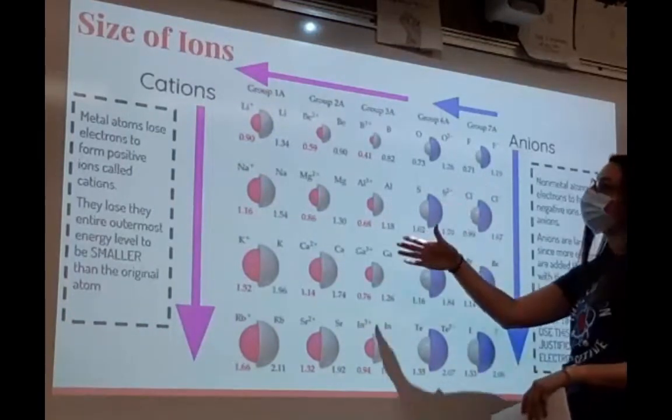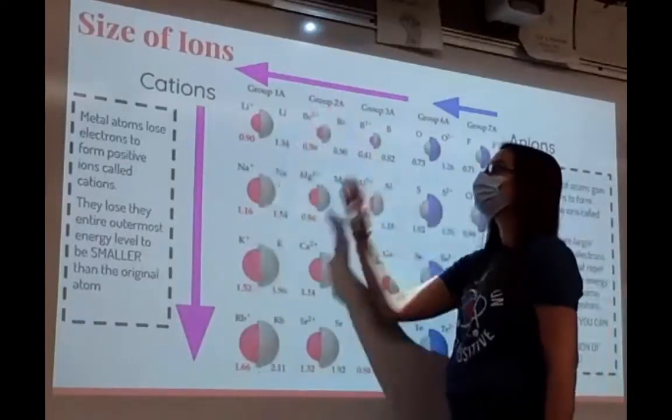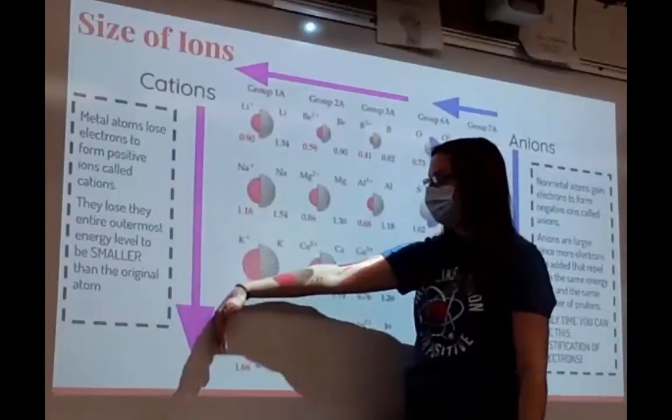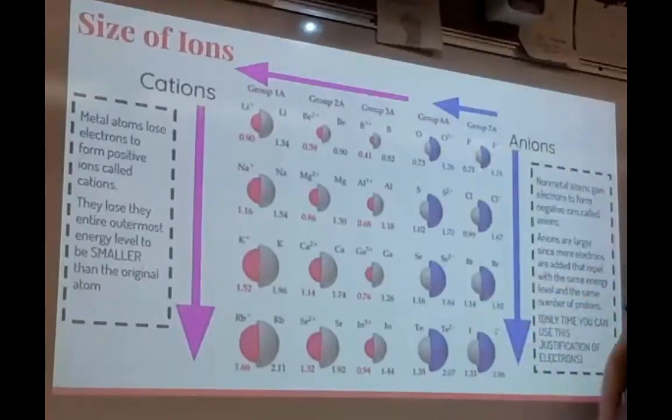And then whether it's a cation or an anion, again, you have to split it up. The trend still follows atomic size. So if we're just looking at cations, notice the trend still follows atomic size. Same thing with anions. The trend still follows atomic size, but we do have to split them up.